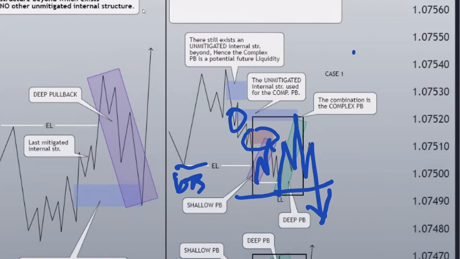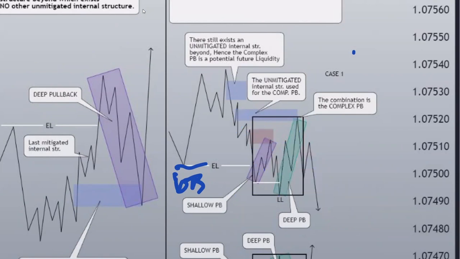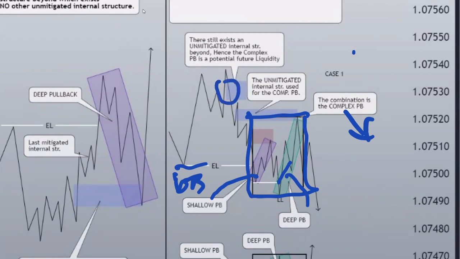So what combination do we have? We have a combination of firstly shallow, then deep, which is represented by the green, shallow by purple. Then their combination, which is this big box here, is what forms a complex pullback. However, there still exists an unmitigated internal structure beyond. Hence, the complex pullback is a potential future liquidity.